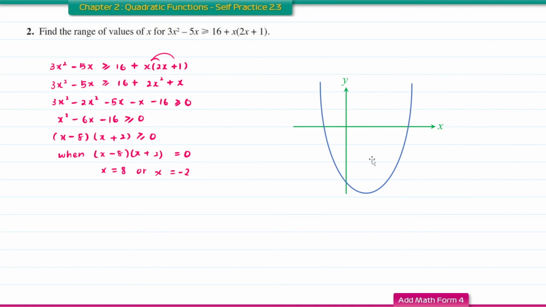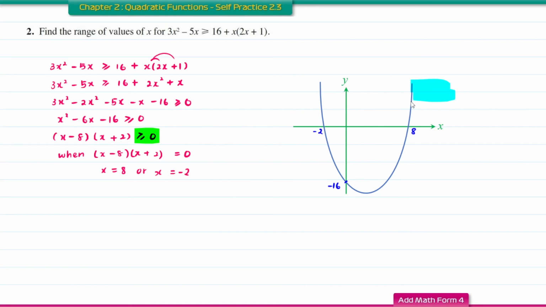Now, this is the graph that you're going to get after you plot it based on the quadratic inequality that we have here. The a here for the x squared is a positive 1, so that's why you're going to have a U shape. And the y-intercept, which is negative 16, will be here. And the roots: this one is negative 2, and here is going to be 8. And for this quadratic inequality, it is greater than or equal to 0. Thus, the range of value of x is determined on the graph above the x-axis.